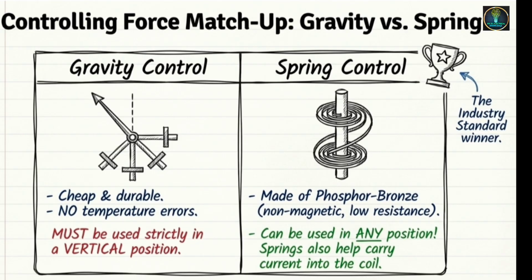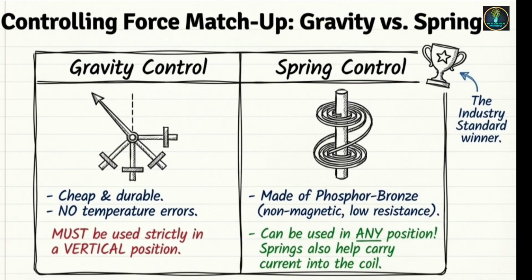Controlling force match-up: gravity versus spring. Controls are two types: gravity control and spring control. Gravity control: the figure shows the arrangement for the gravity control of an instrument. It is cheap and durable, no temperature errors, but must be used strictly in a vertical position.